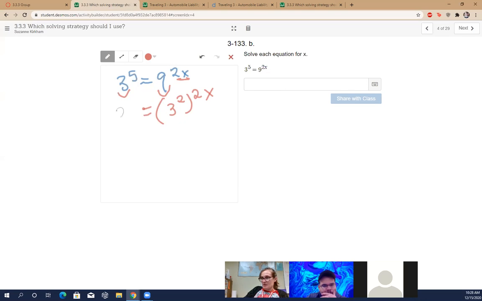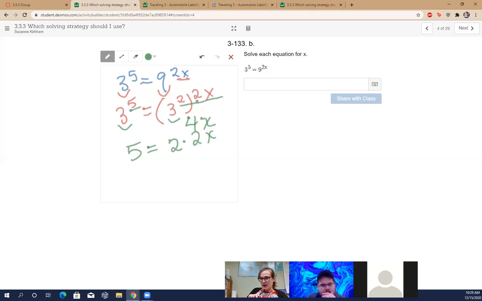Okay, so then on this other side, we have 3 to the 5th power. So now our bases are the same. We've got a base 3 here and a base 3 here. As soon as we have our bases the same, we only have to worry about our powers. So one side has a 5 and the other side has 2 times 2x, or we can say 4x. Okay, so 5 equals 4x.